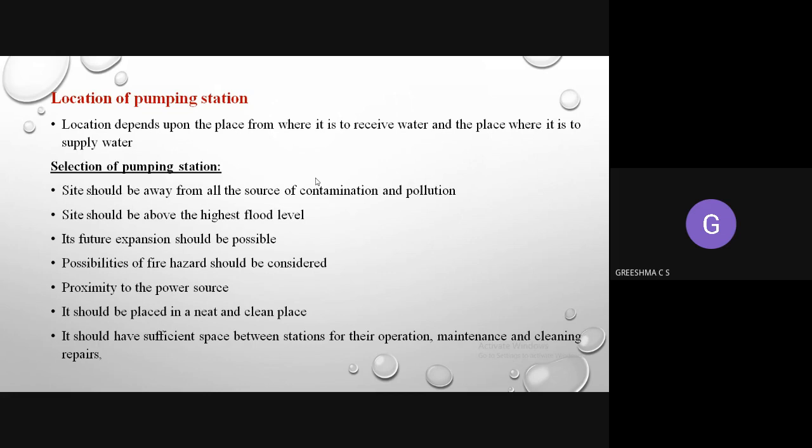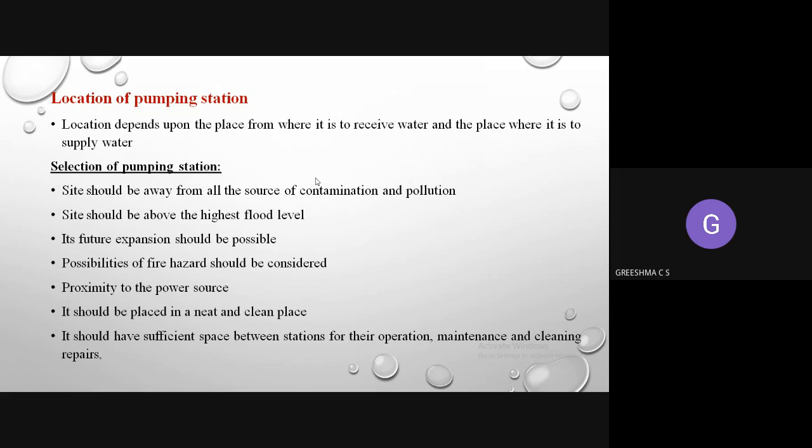Next, the possibility of fire hazards should be considered. That means fire attacks can occur, so you should always choose a place where the chance of fire attack is very low. Then, proximity to the power source: you should have a continuous power source.